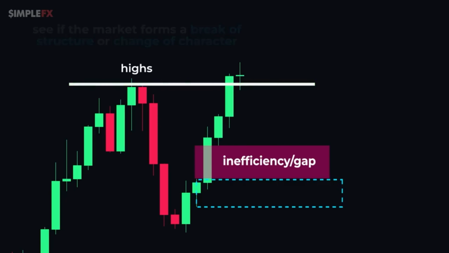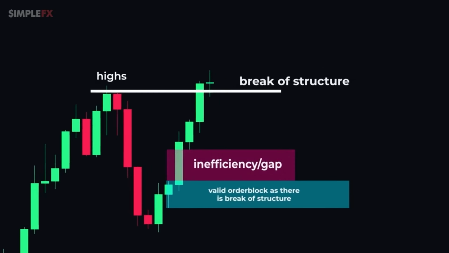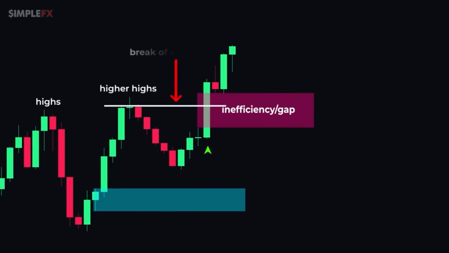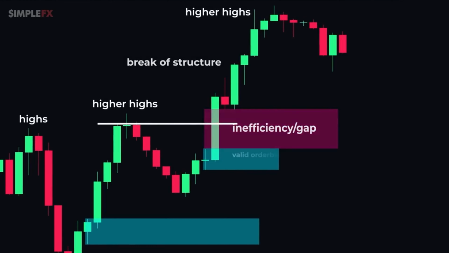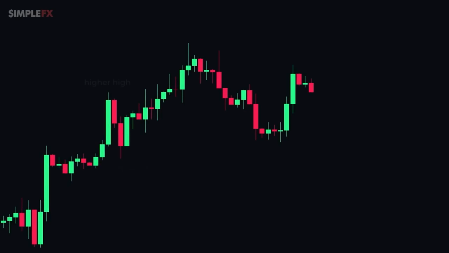Now, once the price does break this high, forming a break of structure, that's when we can draw our order block on the first candle before the inefficiency. And again, we see the price move significantly upward, coupled with inefficiency, followed by a break of structure as the price forms higher highs. So this makes it another valid order block that we can draw. Now, let's look at another example in this chart.